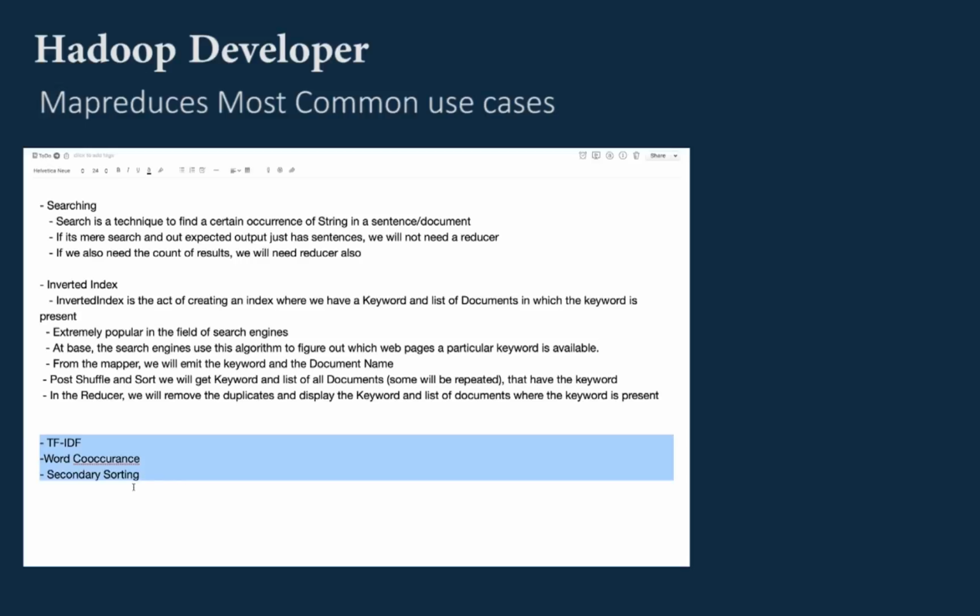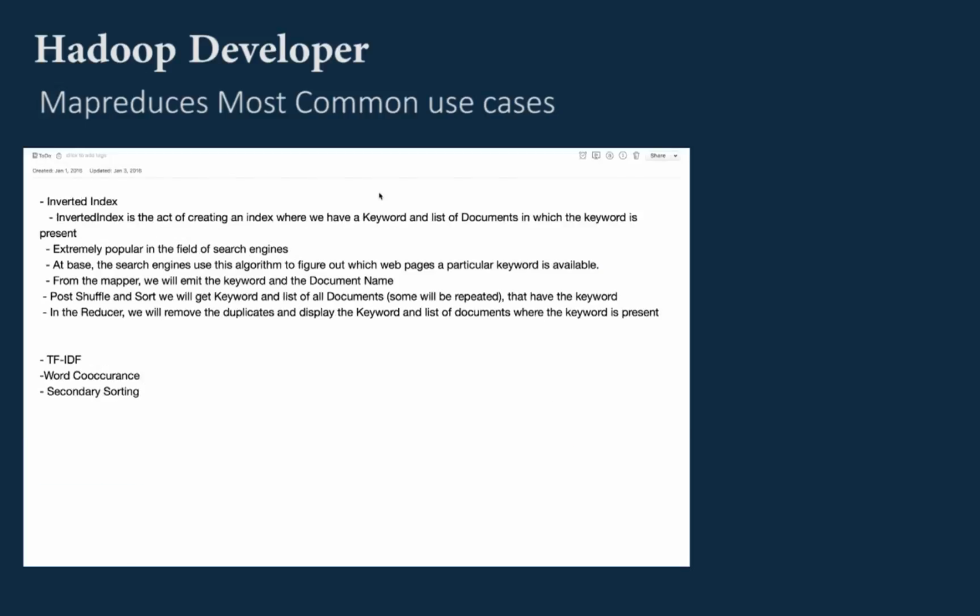In the next video, part 2 of this video, we look at the remaining three algorithms, that is tfidf, word co-occurrence, and secondary sorting. In this video, we are going to talk about the remaining three algorithms of MapReduce, that is tfidf, word co-occurrence, and secondary sorting. So let's start with tfidf.